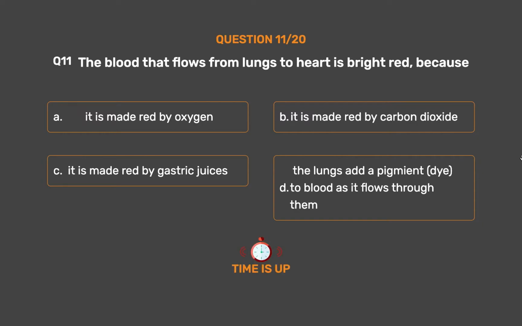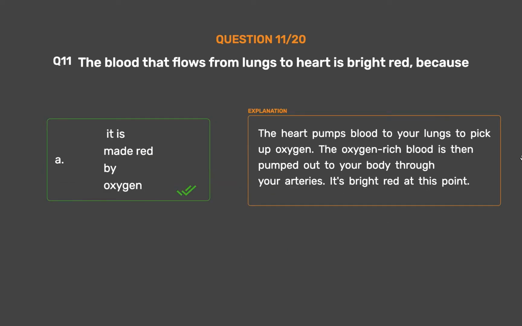The correct answer is option A. It is made red by oxygen. The heart pumps blood to your lungs to pick up oxygen. The oxygen-rich blood is then pumped out to your body through your arteries. It's bright red at this point.